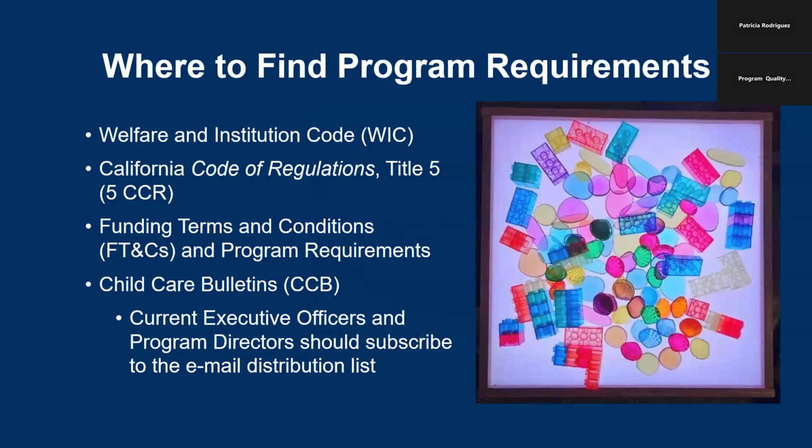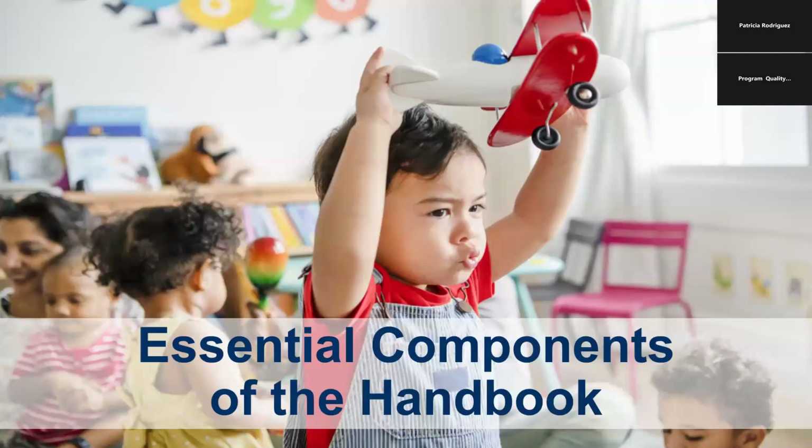The requirements for this presentation originate from Welfare and Institutions Code, which is the law that tells agencies what they must do to do business with the state; the California Code of Regulations Title V, which is the administration of the law and tells agencies how they can administer the law; Funding Terms and Conditions, or FTs and Cs, which spells out the conditions that each contractor is required to adhere to as a condition of the contract with the California Department of Social Services; and Child Care Bulletins, which provide guidance and information, describe existing requirements and processes, and inform contractors about changes in governing statutes and authority, formally announce upcoming funding opportunities, and provide guidance on implementation and provisions of statutes. We will begin by looking at an overview of the essential components of your program's handbook.